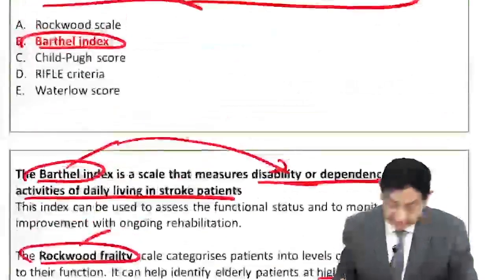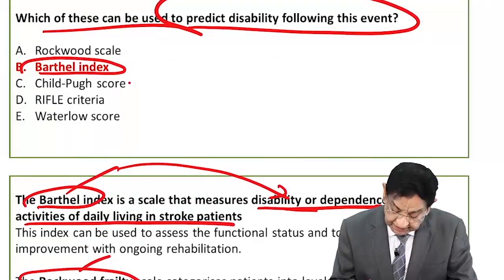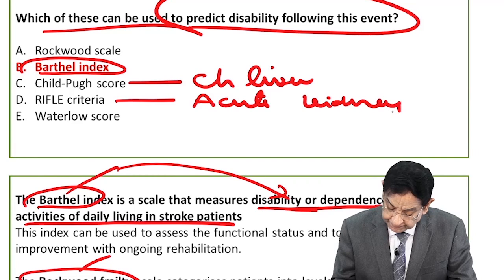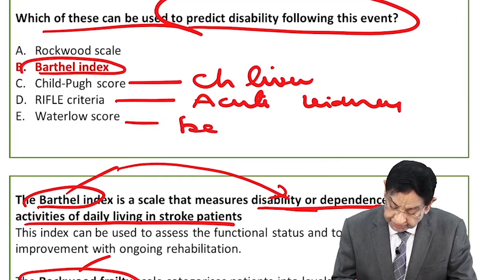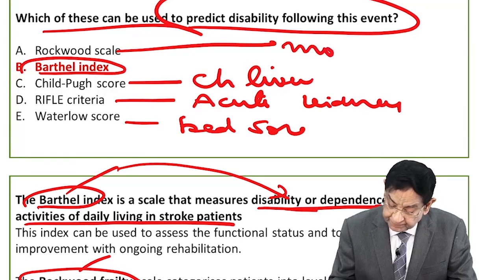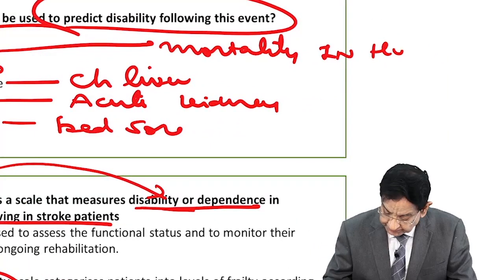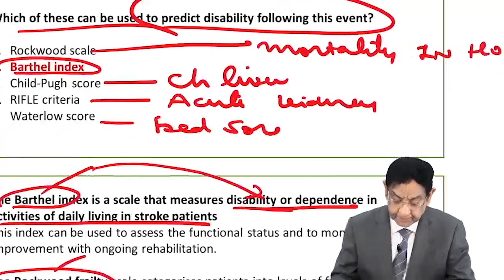So if I have to give you a summary, Child-Pugh is for chronic liver disease, RIFLE for acute kidney injury, Waterloo for bed sore formation, and Rockwood for mortality in hospitalized patients.